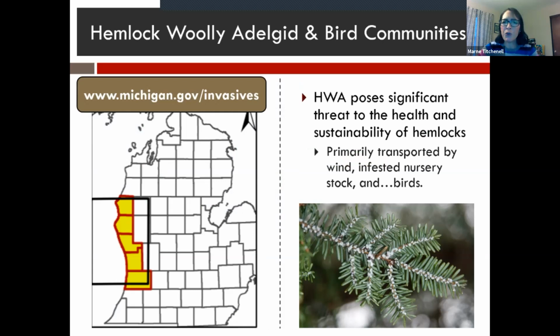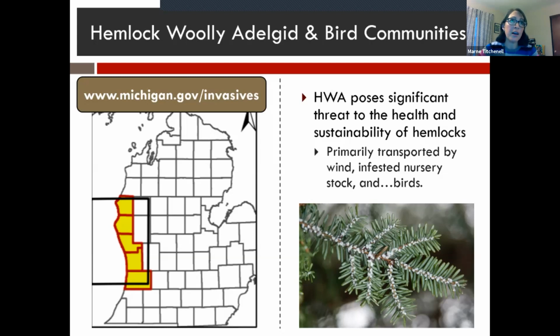communities. And so if you're not familiar with the hemlock woolly adelgid, it is a non-native invasive aphid-like insect. It attacks hemlock trees, and it is native to Asia. But it's been in Ohio since 2012. It's been in Michigan since 2016.